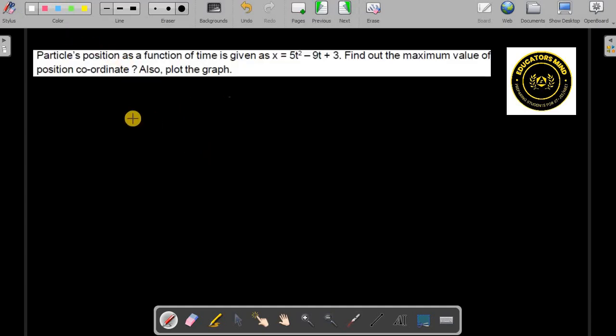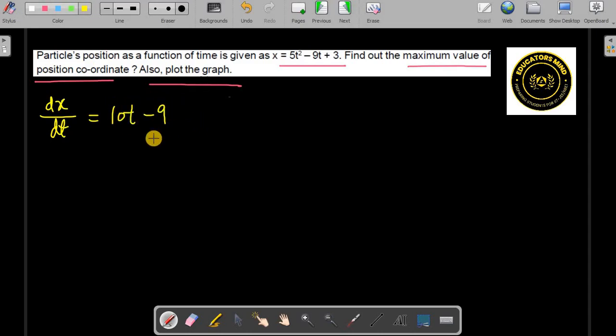Okay, so let's take the next question. Particle position as a function of time is given. Find out the maximum value of the position coordinate. Also we have to plot the graph. So again we will do dx by dt, differentiate. So 5t squared gives 2t, so this will become 10t minus 9, right?